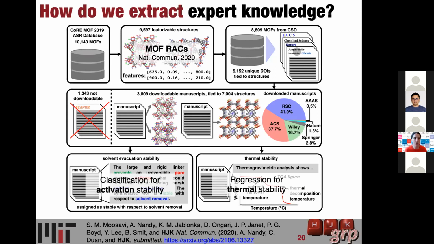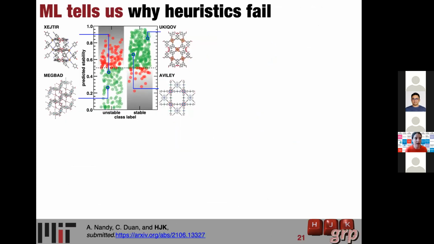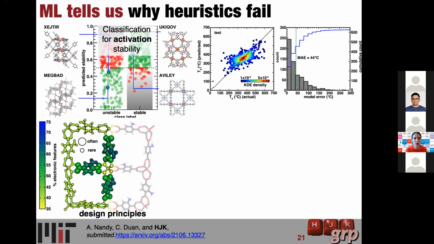And MOFs are often synthesized with lots of solvent molecules in the pore. Can we evacuate them? Can we activate the MOF and eliminate those water molecules so we can do things like catalysis? And so what we did was we trained models using those RAC MOFs. And what we could do is predict stability, what makes a material stable for activation, and what makes a material stable when we heat it.